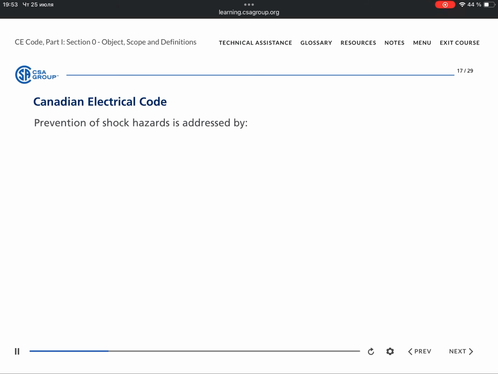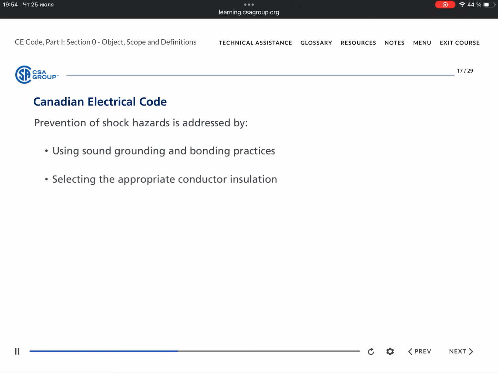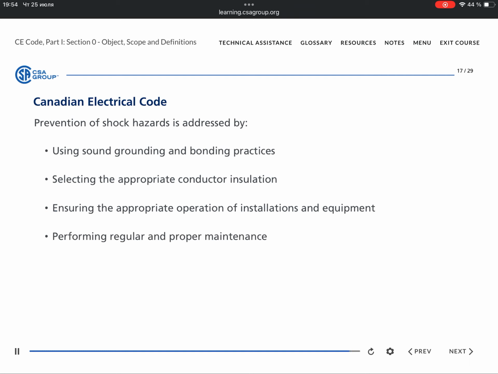Prevent shock hazards by addressing the following. Using sound grounding and bonding practices. Selecting the appropriate conductor insulation. Ensuring the appropriate operation of installations and equipment through proper installation methods, the use of equipment and devices that meet the condition of use and application, the use of equipment that has the appropriate certifications and is approved to a Canadian standard. Regular and proper maintenance.